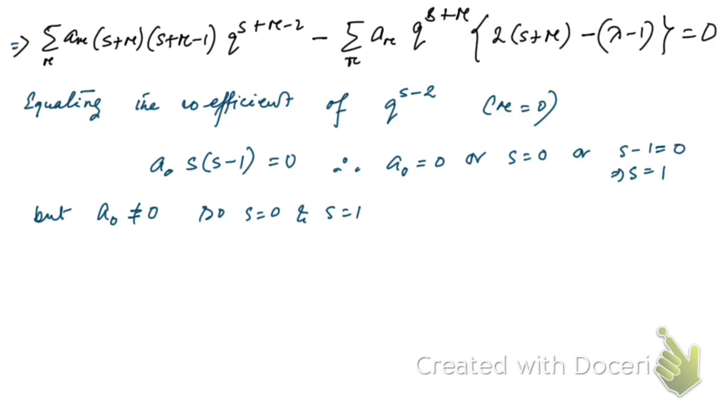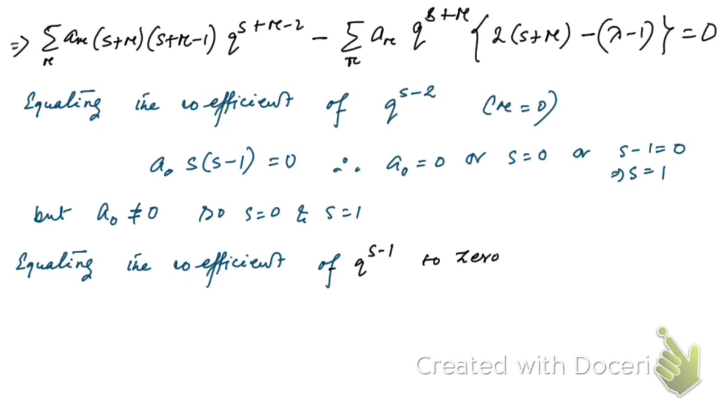So now equating the coefficient of q to the power s minus 1 to 0. I forgot to write here, to 0. Then we can have s plus 1 into s is equal to 0. If you want to get q to the power s minus 1, then here you need to put r equal to 1 in order to get s minus 1. So that's why here we have put r equal to 1, and that's why we have got this.